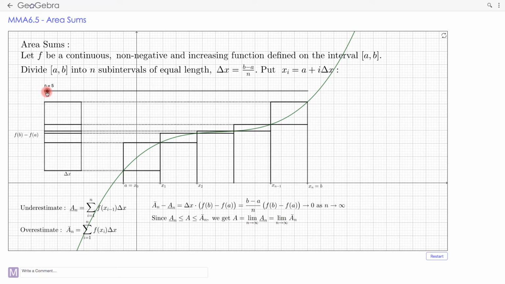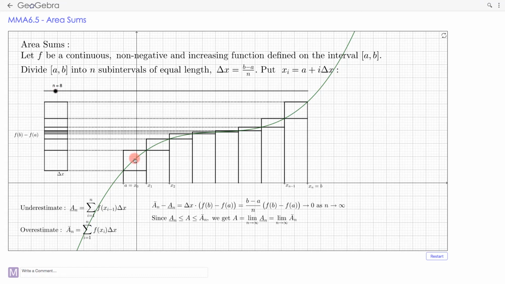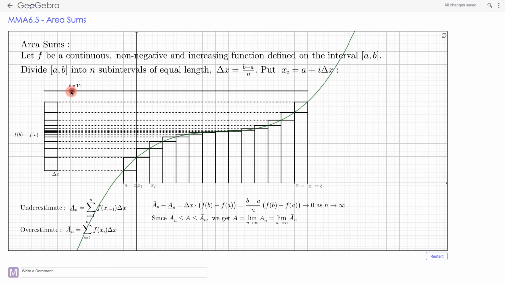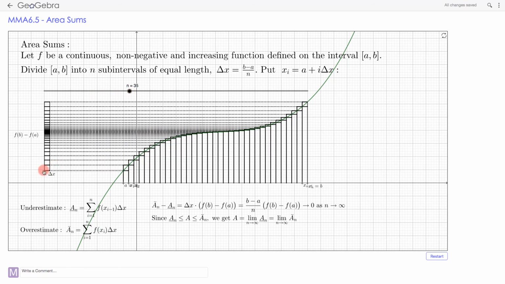So let's see what happens if we increase the number of subintervals. You can see that you get more and more rectangles here, right? And the difference in height between these rectangles you see up over here looks like this. Clearly, the total area of this tends to 0, right? We just have to increase the number of subintervals sufficiently to get this area to be as small as we want.